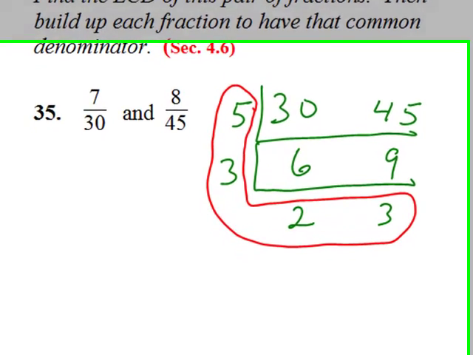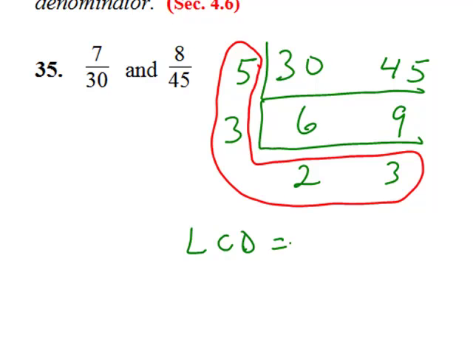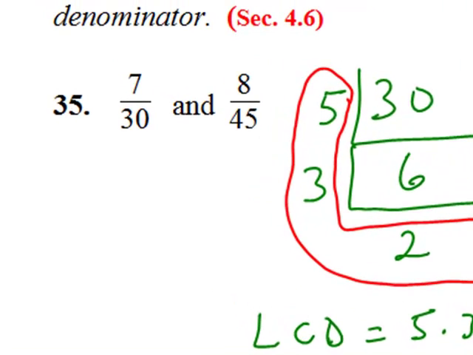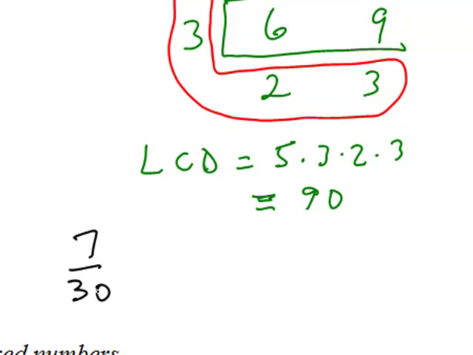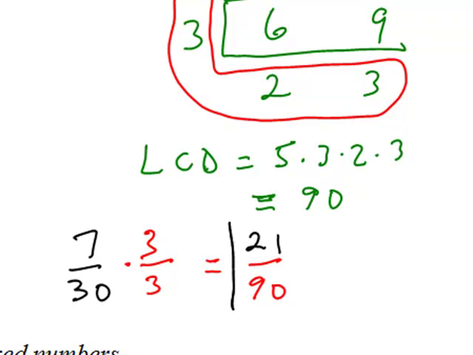So the LCD is 5 times 3 times 2 times 3. This happens to be 90 if you multiply it out. That means we're going to take 7/30 and multiply it by a form of 1 to make it into a fraction with a denominator of 90. In this case, we need to multiply by 3 over 3. And what we get is 21 over 90.